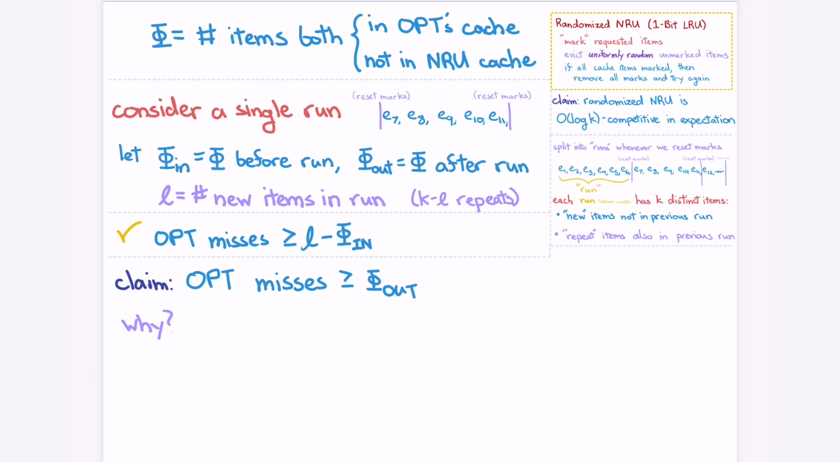One way to think about that means that out of those k items that occurred in the run, they all passed through opt at some point. At least 6 of them got kicked out to make room for these 6 extra items, phi out extra items, right? So whatever extra items opt is holding on to, some of those k had to get kicked out. Every time something's getting kicked out, that's also a cache miss.